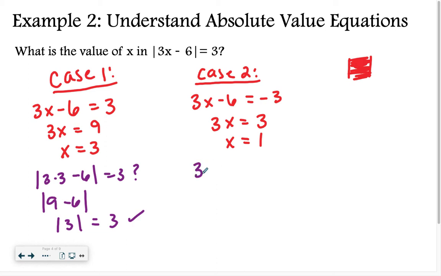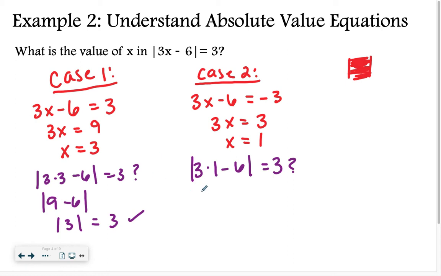Now, I'm going to do the absolute value of 3 times 1 minus 6 and see, does that also equal 3? You might be tempted when you are checking your answer to set that equation equal to a negative 3 because that's what case 2 is. However, we aren't checking to see if it works for this part. We're checking to see, does this work for the original equation?